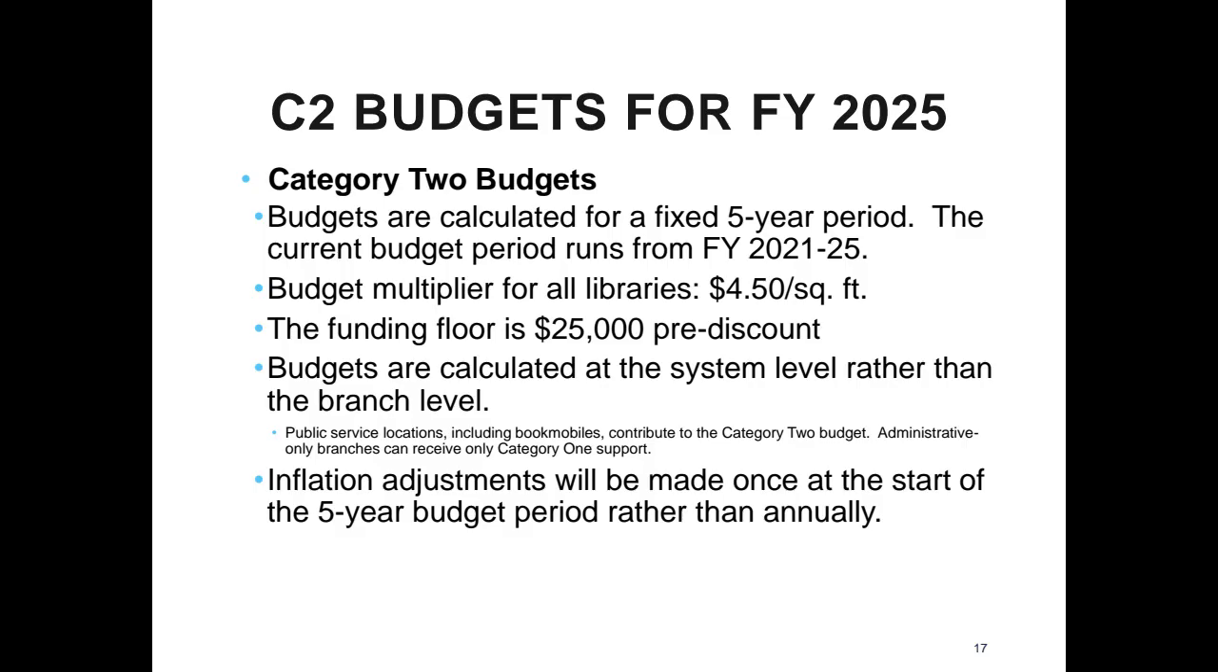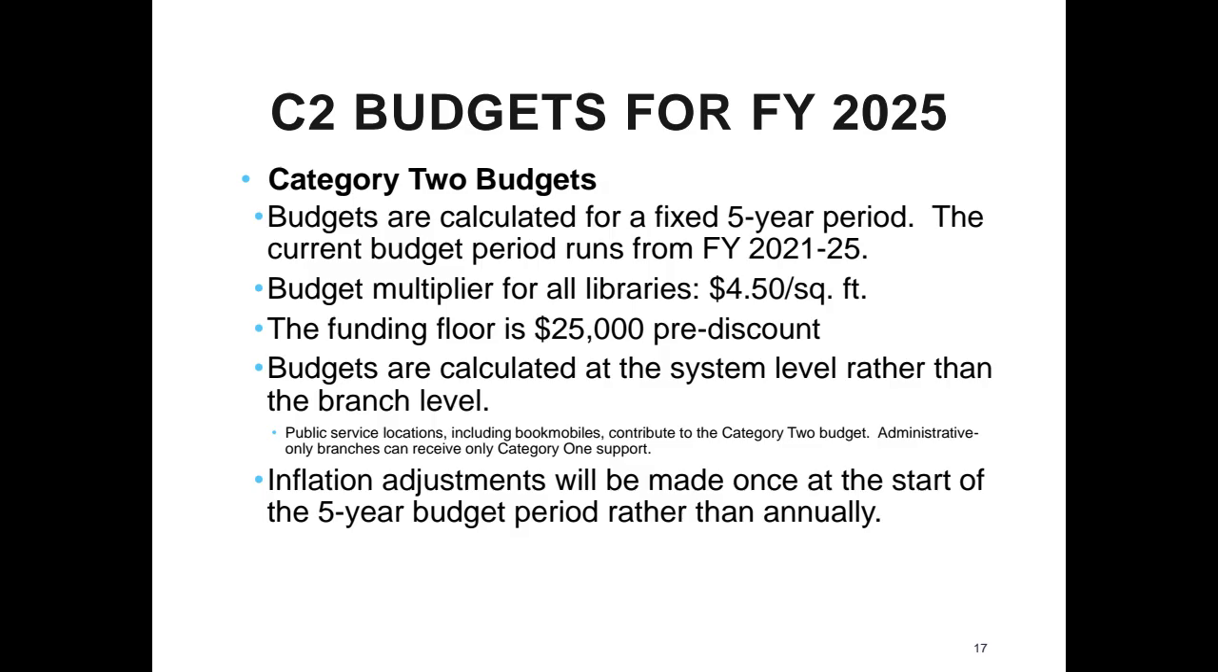Okay, so let's talk Category 2 budgets. The Category 2 budget is calculated over a 5-year period. We're currently in a period that runs from funding year 2021 to funding year 2025. And this amount indicates the maximum pre-discount cost on which your discount can be applied.